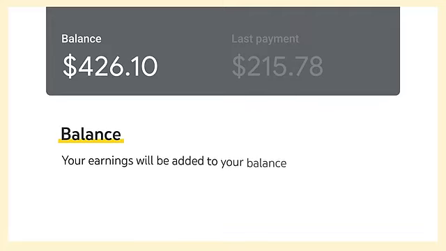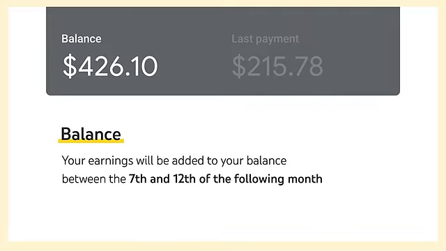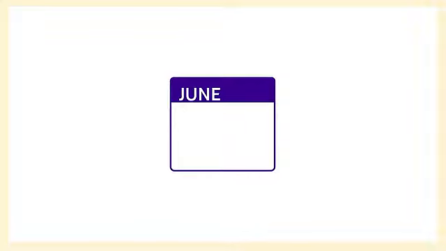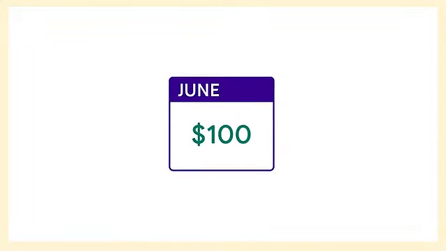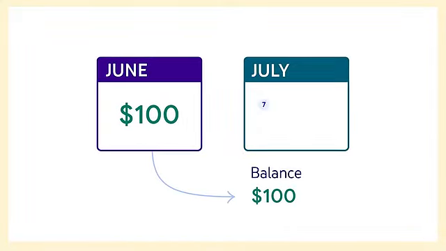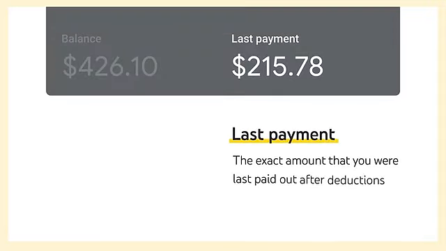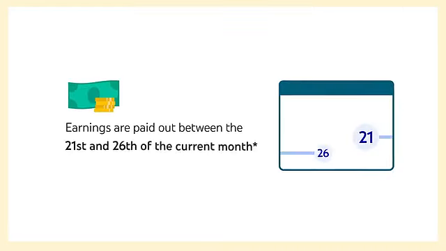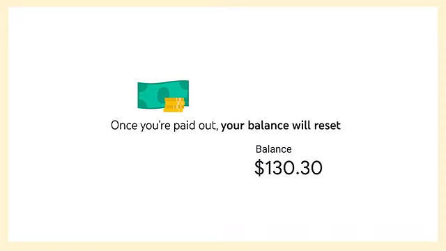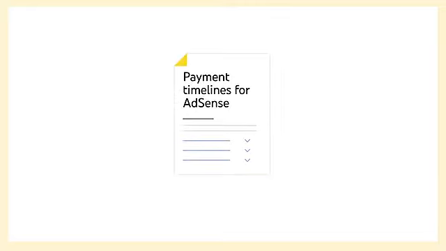Your earnings will be added to your balance between the 7th and 12th of the following month. For example, if you're in the United States and you earn $100 in June, you'll see this balance in AdSense between July 7th and 12th. Last payment shows the exact amount that you were last paid out after deductions. Earnings are paid out between the 21st and 26th of the current month, as long as your total balance has reached the payment threshold and you have no payment holds. Note that once you're paid out, your balance will reset. For more info about how you'll get paid, check out the Help Center article linked in the description.